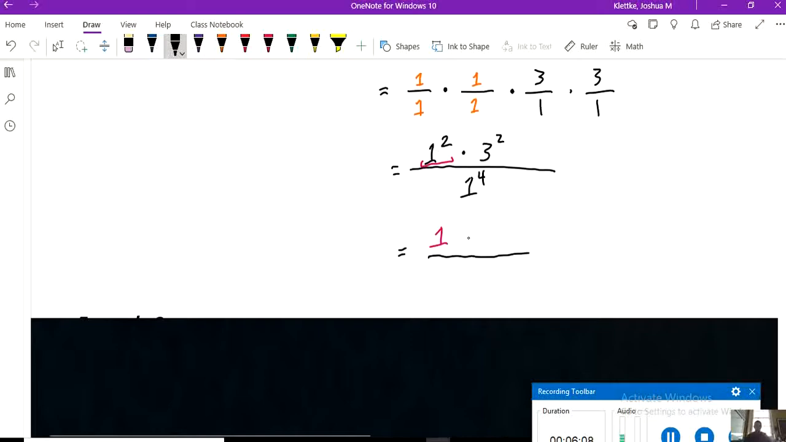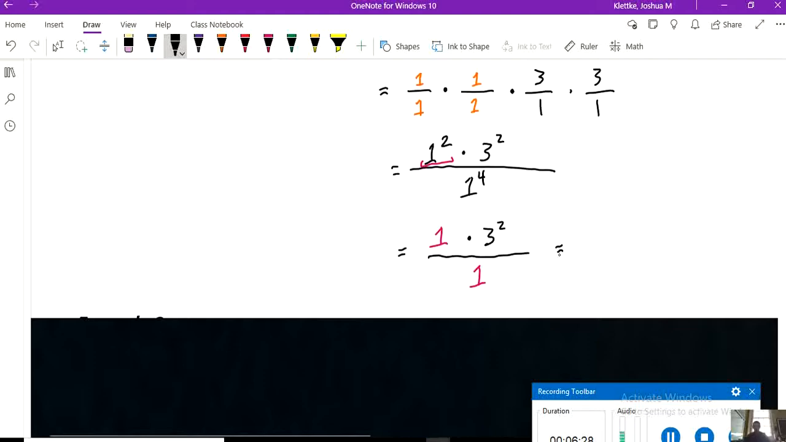I am going to keep my 3 to the second power. And on the bottom, I have 1 to the fourth. Well, 1 times 1 is still 1, times 1 is still 1, times 1 is still 1. So I can actually just write 1 down here. 1 to any power or any exponent is still just 1.